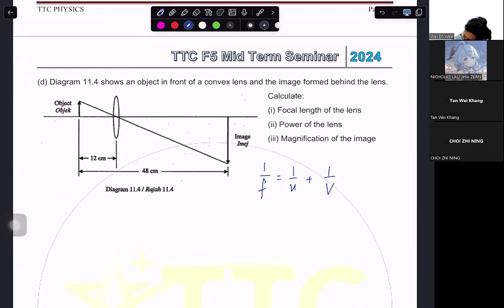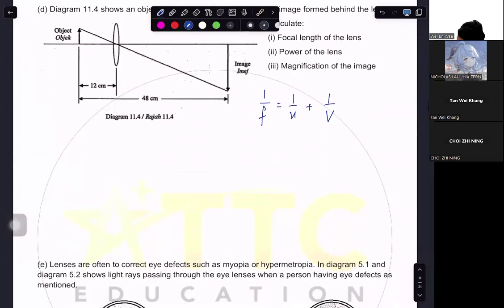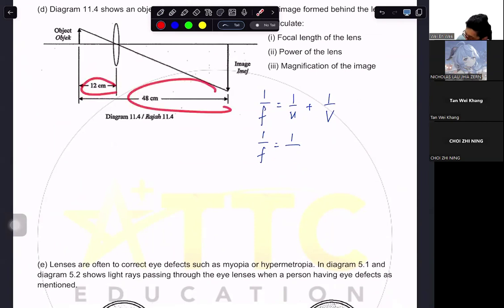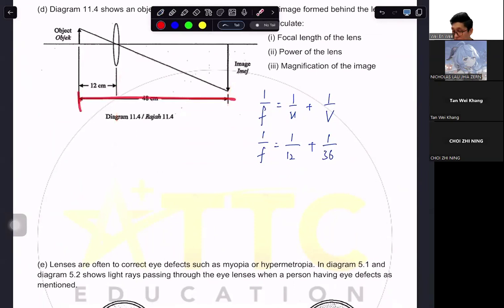Okay, so then we can put 1 over f equals to 1 over u plus 1 over v. You want to use cm or you want to use meter, it's up to you. If you use cm, everything also cm. So this is 12 for the object, and this is 36, right? From here to here, from the lens onwards, don't take 48. It's trying to trick you. It's a trick question. So you take from here to here. 48 minus 12 is 36, right?